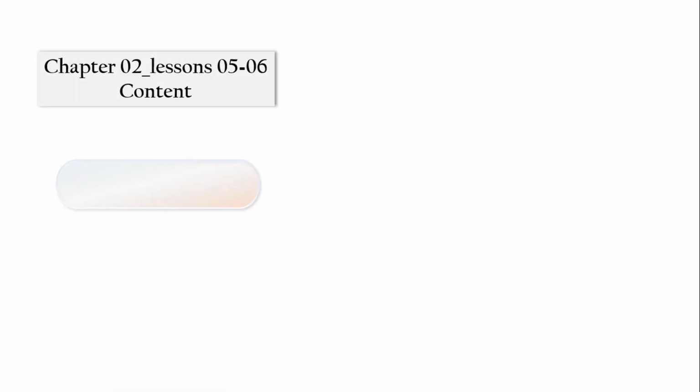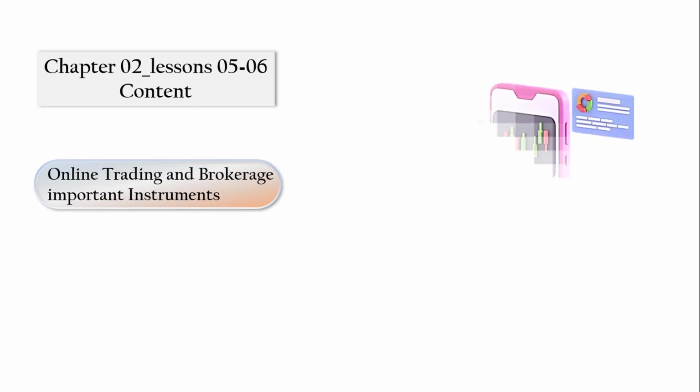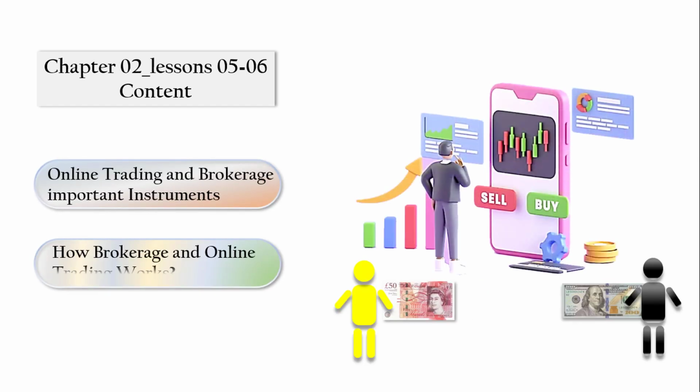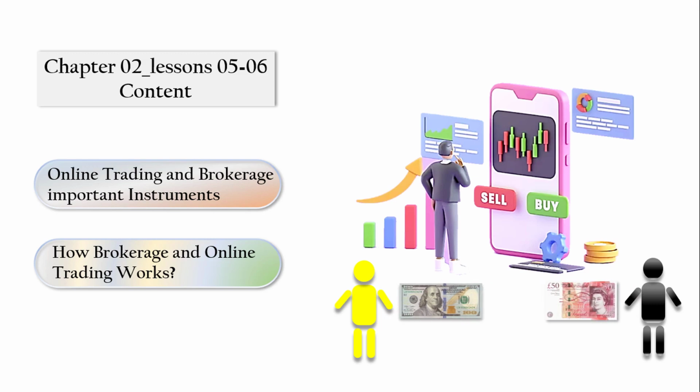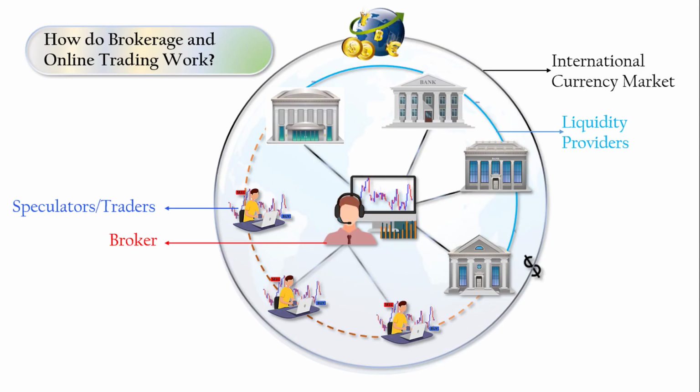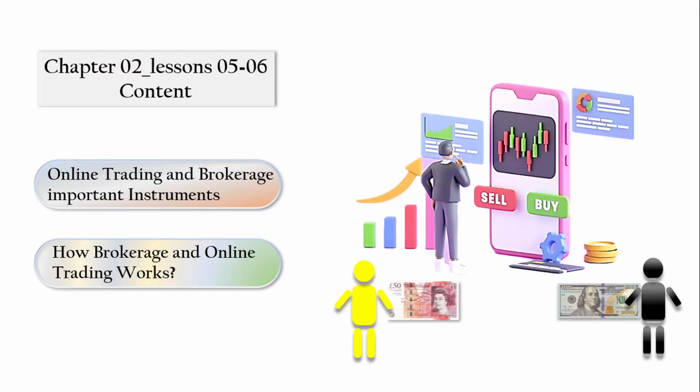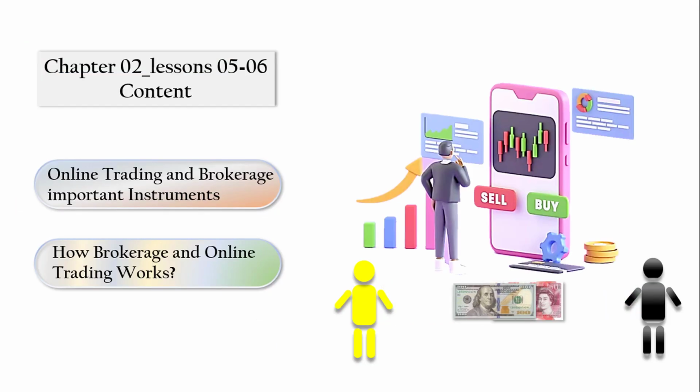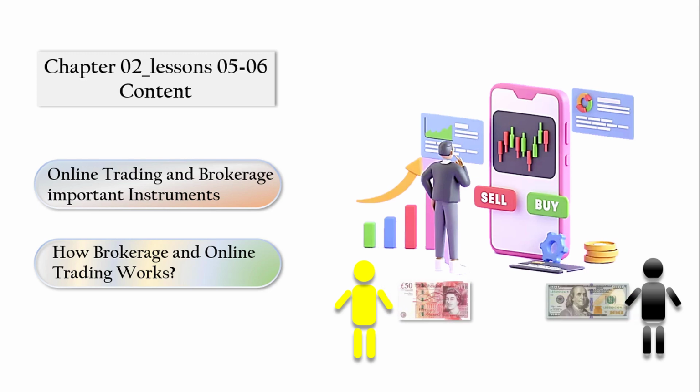Chapter 2, Lesson 5 and 6. Content: Online trading and brokerage important instruments. Second, how brokerage and online trading works. So for understanding how brokerage and online trading works, you have to understand the important brokerage instruments. That helps you for better understanding how brokerage and online trading works.